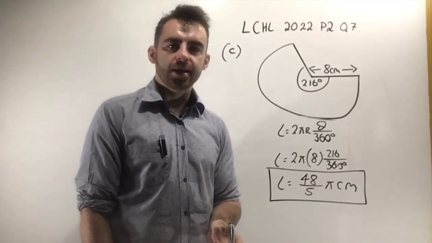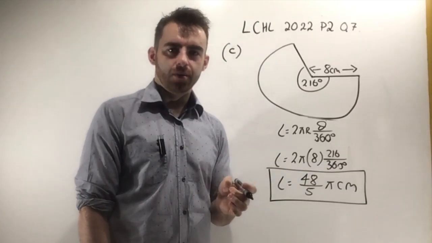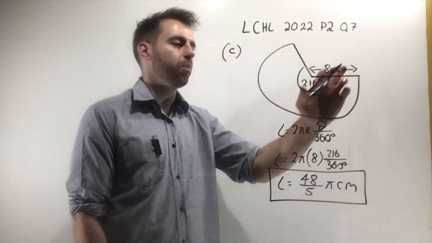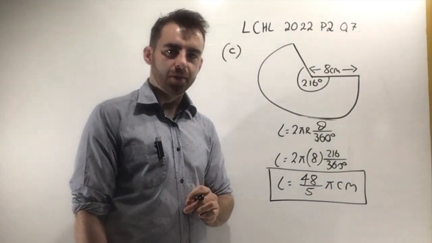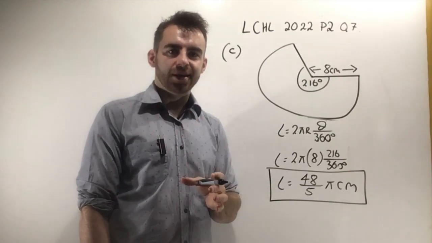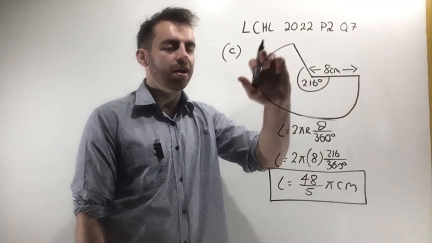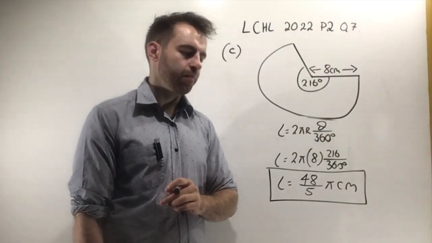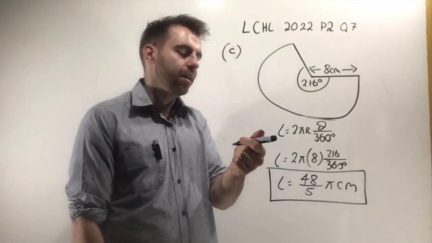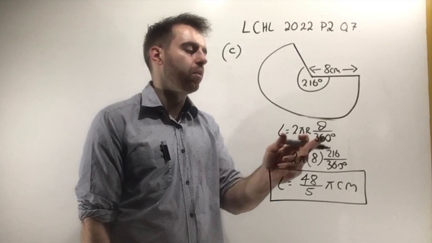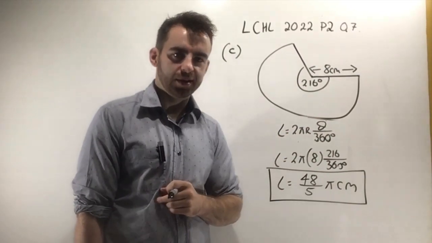Okay, in part C, we're given the net of a cone. The net of a cone is in the shape of the sector of a circle. If you go to page 9 in your maths tables, it tells you how to get the length of an arc along the edge of a sector. It tells you that L, the length of the arc, is 2 pi r by theta over 360 degrees.